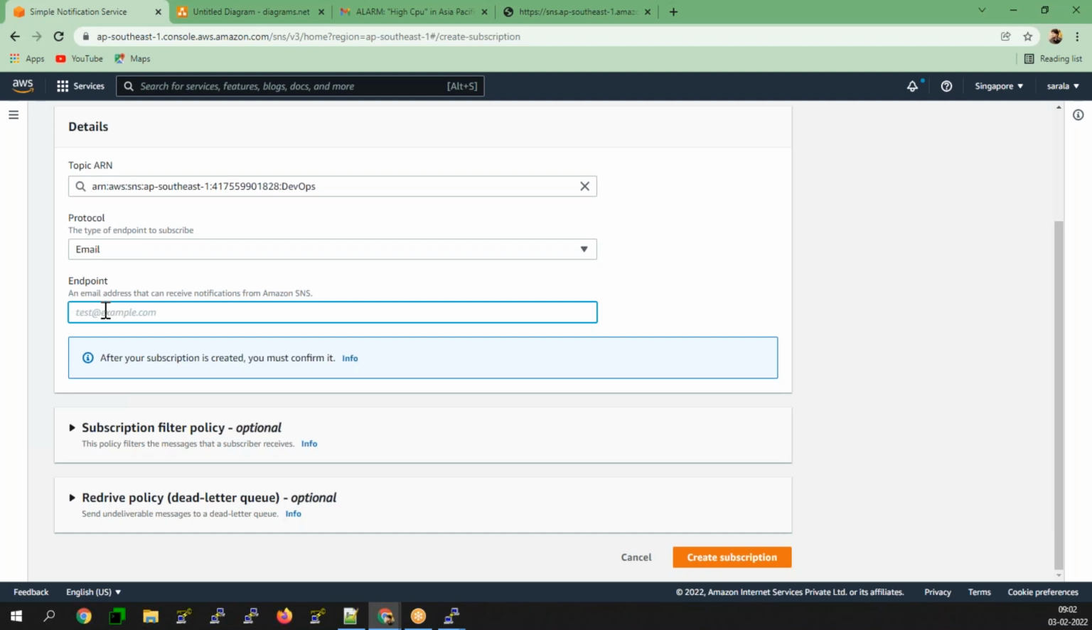You can give multiple addresses. Generally, you have a DL for DevOps. They will provide the DL to get the notifications across the DevOps people, SRE, and the respective application team.